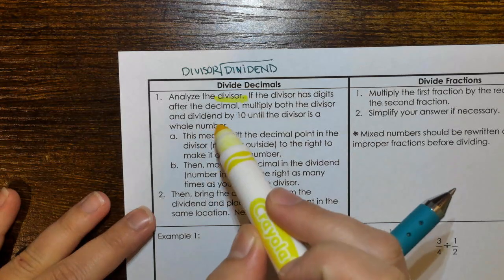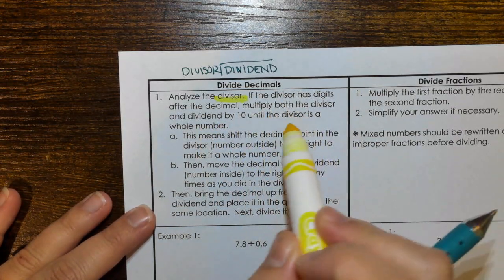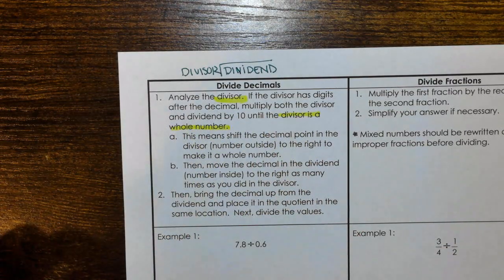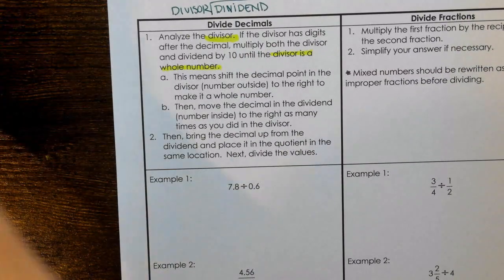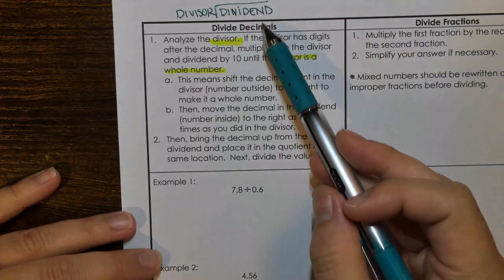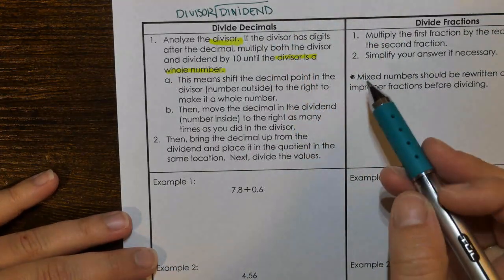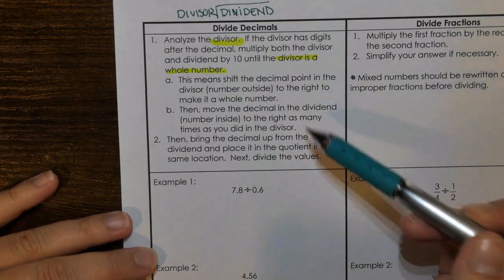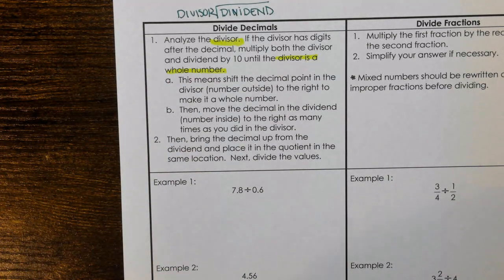If it has a decimal, we have to change it by multiplying by the number 10 until the divisor is a whole number. So if we are going to multiply by 10, the number on the outside, we have to do the same thing to the dividend, the number on the inside, and multiply it by 10 as well. And then we are going to bring our decimal straight up, and we are going to do division, just like you do regular long division.